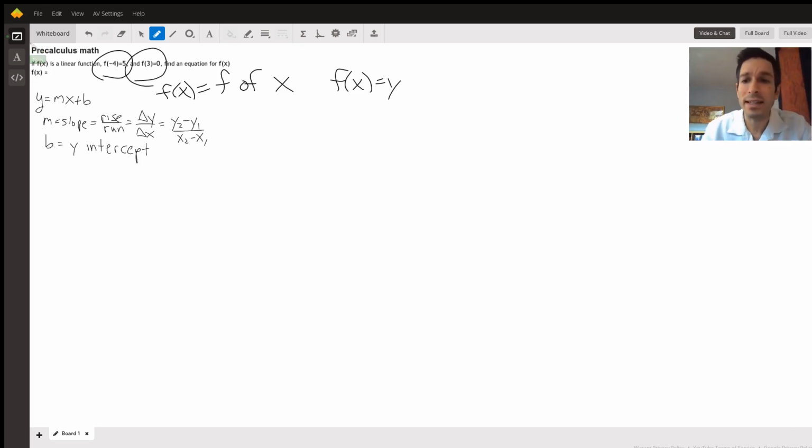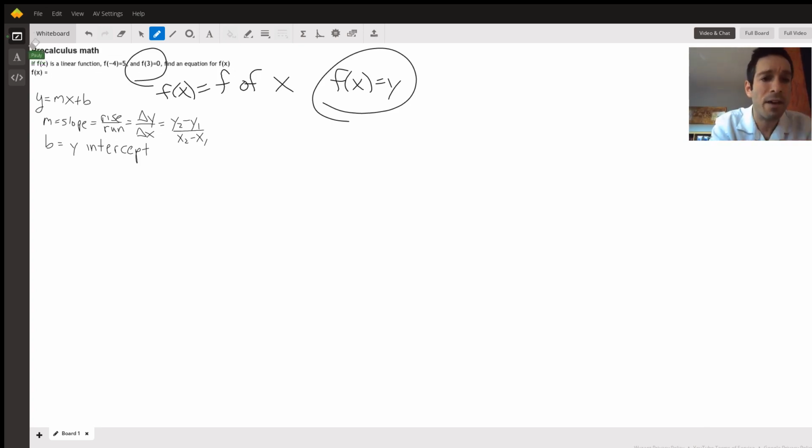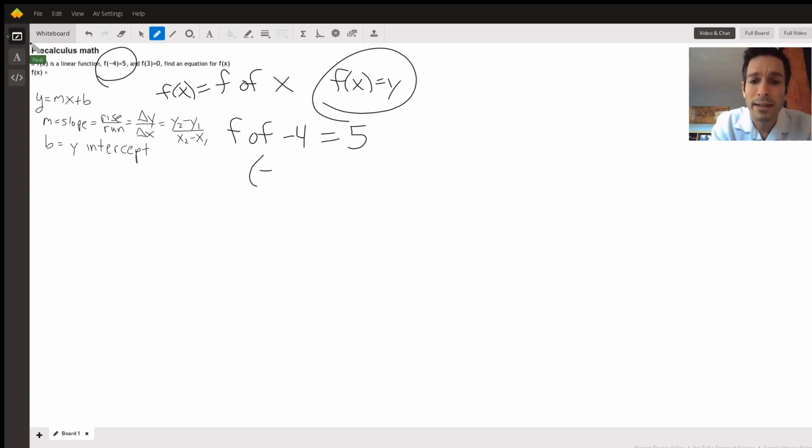So f of x is literally y. Okay, it's just a math shorthand. So when they say f of -4 equals 5, what they're literally saying is when x is -4, y is 5. It's just a shorthand. Okay, they're just specifying a coordinate. They gave us a coordinate there.